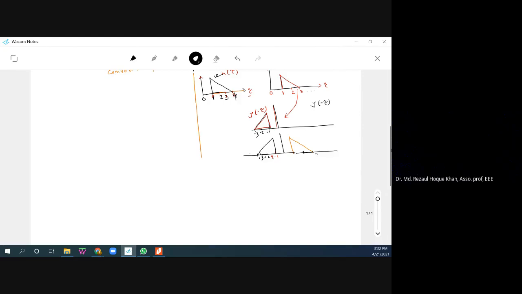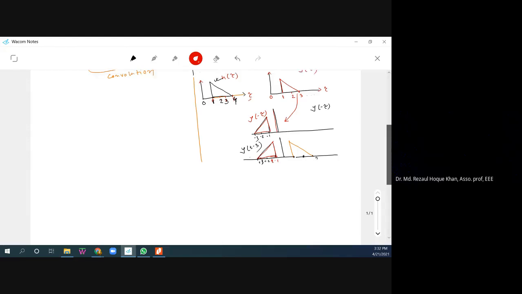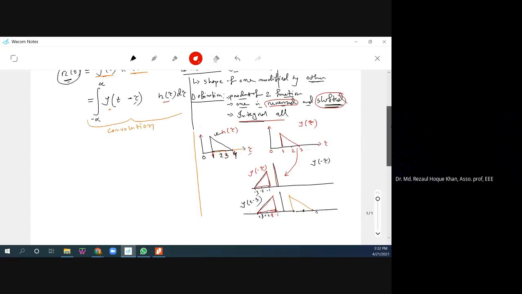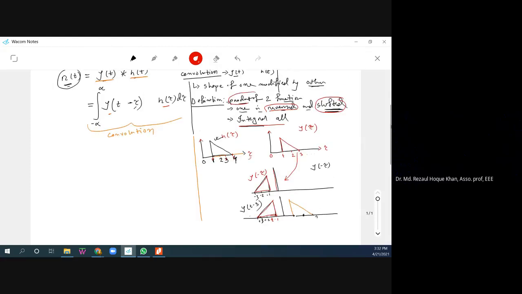Let's say this is 3, so this is y(t minus 3). We have reversed and shifted the signal by adding this t. Before it was reversed, now it's shifted. And integrate all. How do we integrate these two signals? Actually, it is the product of the two.